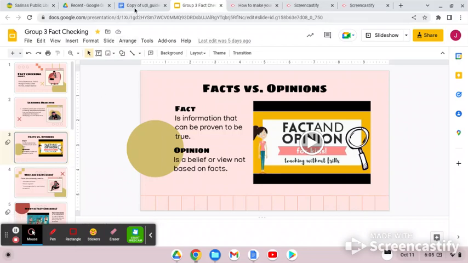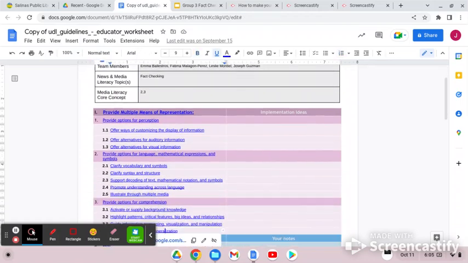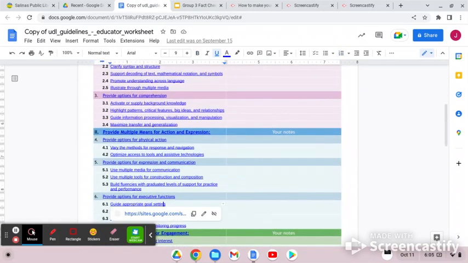The 3 categories of the UDL worksheet consisted of representation, action and expression, and engagement.